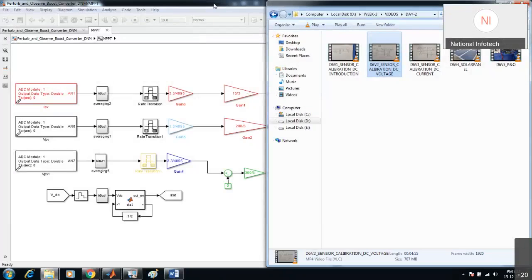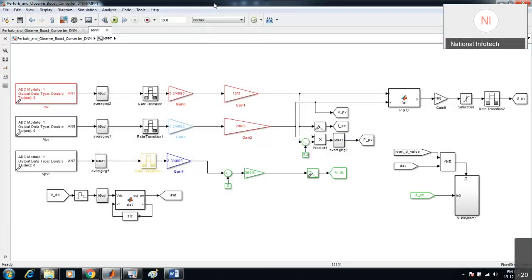The calibration part of the voltage, is it clear to everyone? Sir, for every operation it is needed. Can you specify what you mean by every operation? Suppose, sir, whenever we use the sensor card, then it is necessary to calibrate it. It depends upon the microcontroller in which we are working.